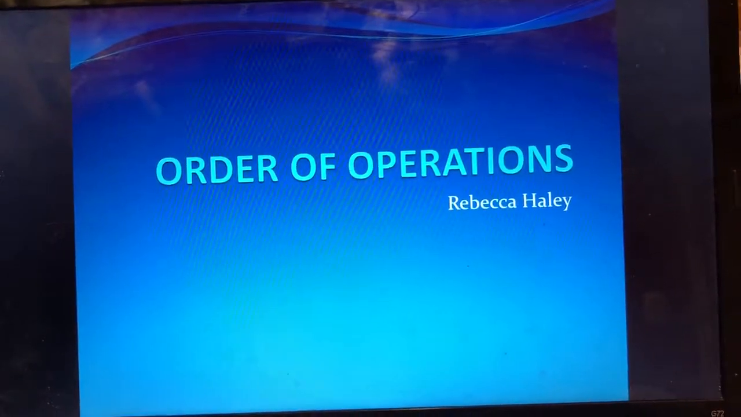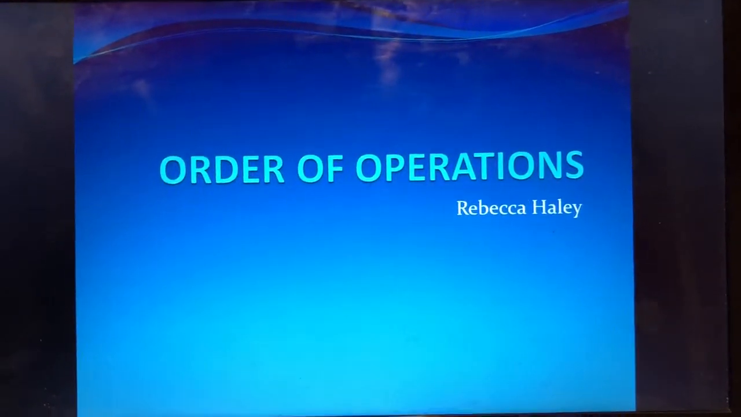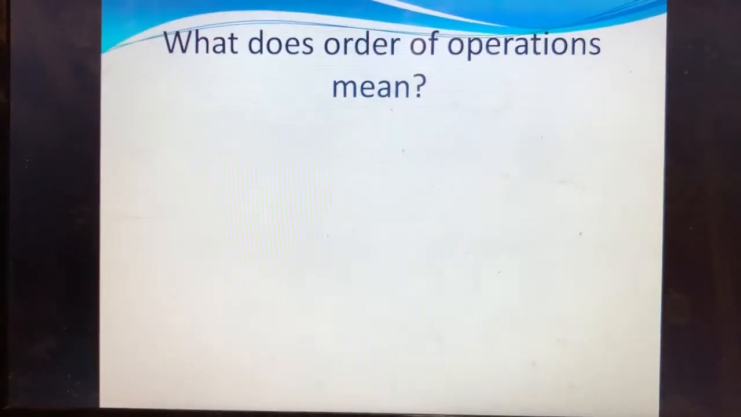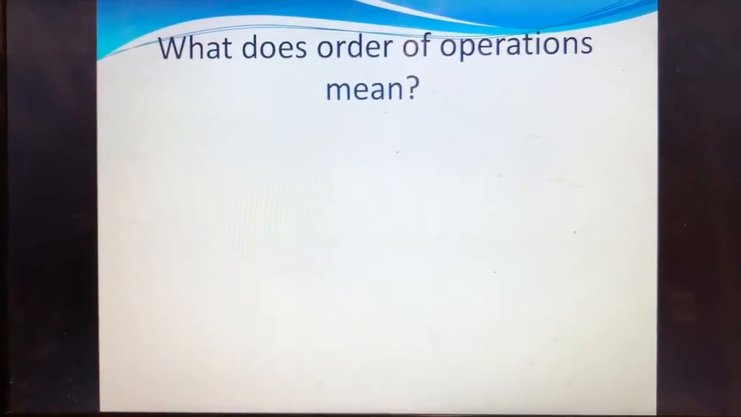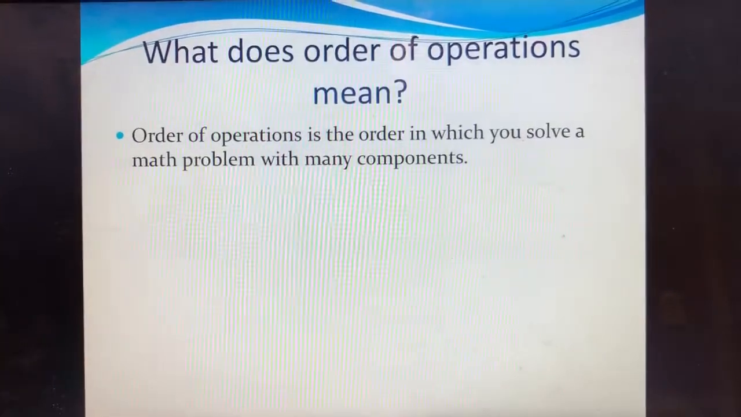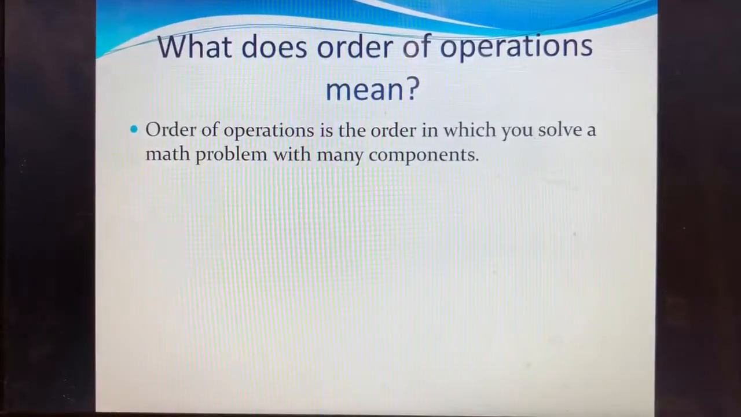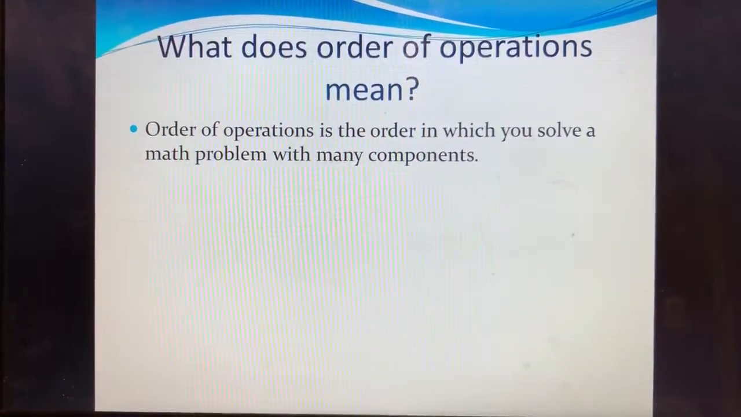In today's lesson, we will be discussing order of operations. So what does order of operations mean? It is the order in which you solve a math problem with many components.